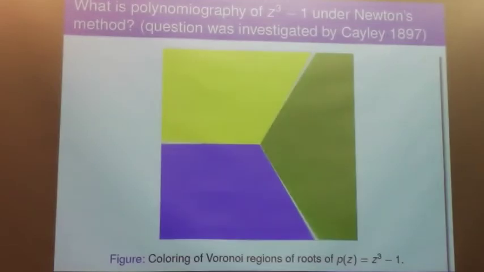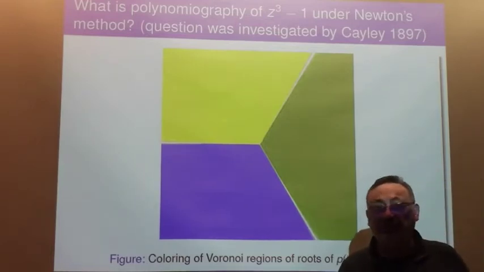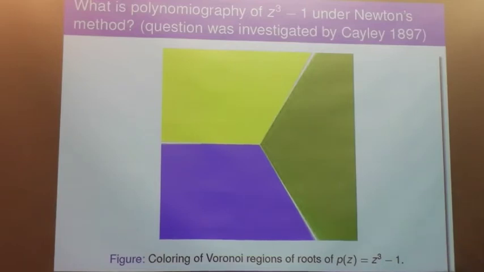Now the question: what is the polynomiography of Newton's method of z cubed minus 1? This question was investigated, the shape of these, by Cayley, in fact, who is credited for being the first person who suggested doing Newton's method over the complex numbers.